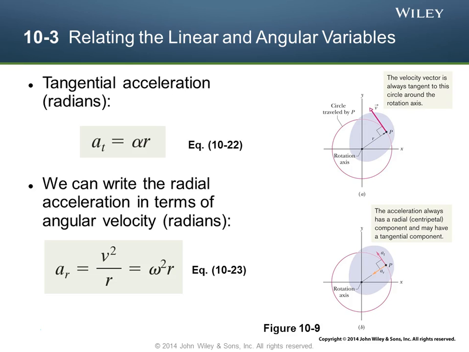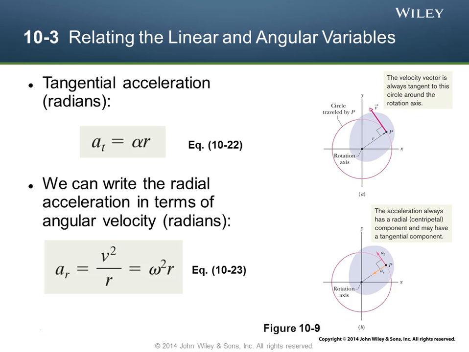Because if we're moving in a circle with a constant speed, then we're rotating with a constant angular velocity, all right? And that might take a little while to let that sink in and understand what that means. But anyway, if we're trying to find our radial acceleration, well, we know that's v squared over r, which turns into omega squared times r.